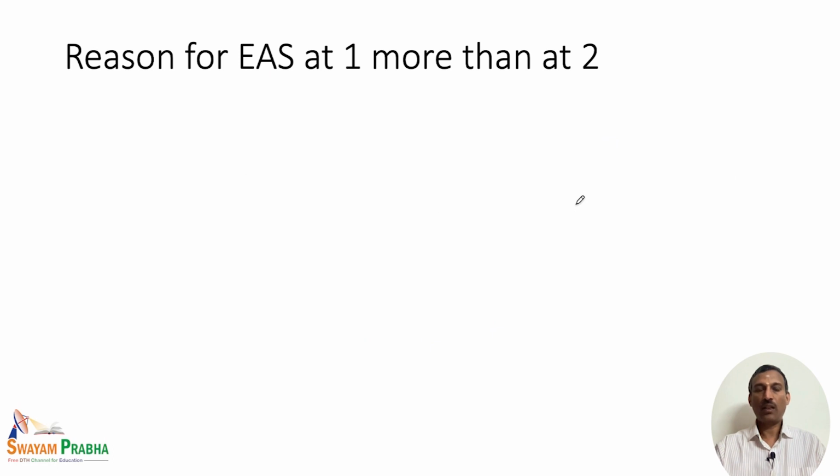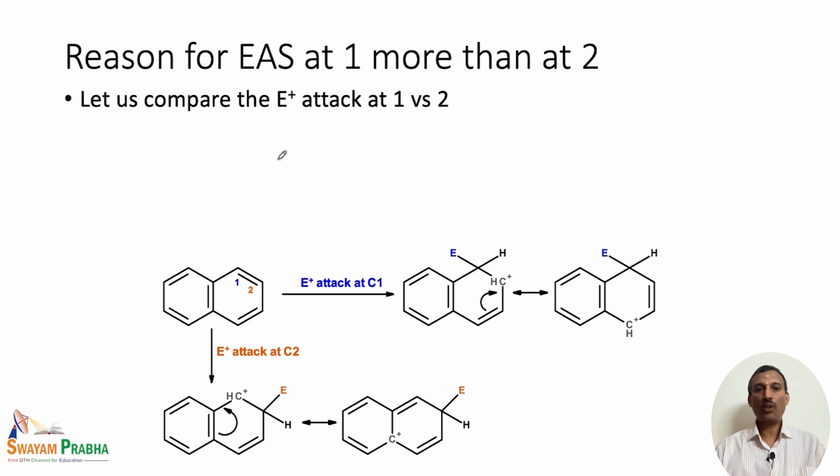Let us take an example directly. Let us say we are going to make an electrophile attack on naphthalene. We have position number 1 and 2. For simplicity, we are only going to compare position 1 and 2. The electrophile can attack position number 1, so this is one site of attack, and another attack is possible at position number 2. So we have two sites of attack, and the electrophile can attack at either place.